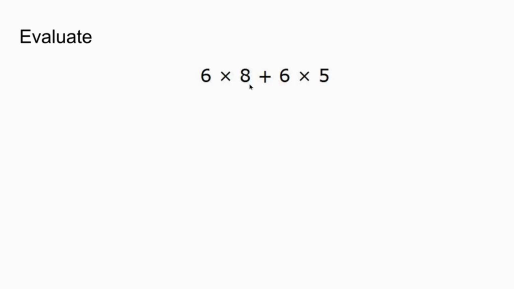Evaluate 6 times 8 plus 6 times 5. Whenever you have a numerical expression and you're doing a bunch of different operations together, you can't just go left to right and move your way along. What you have to do is use what's called the order of operations.